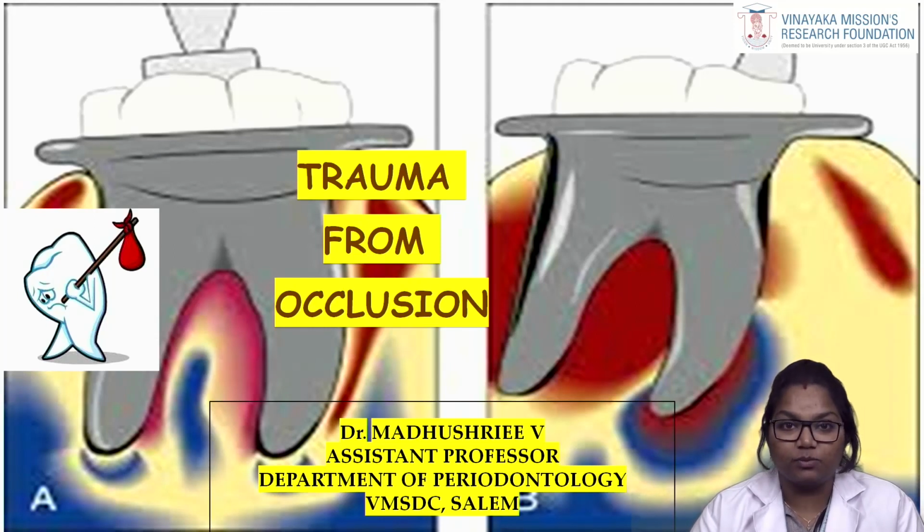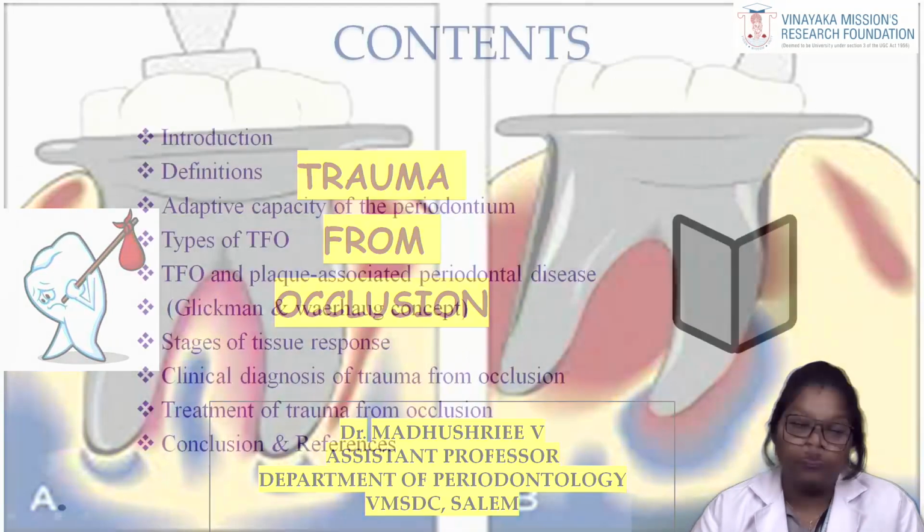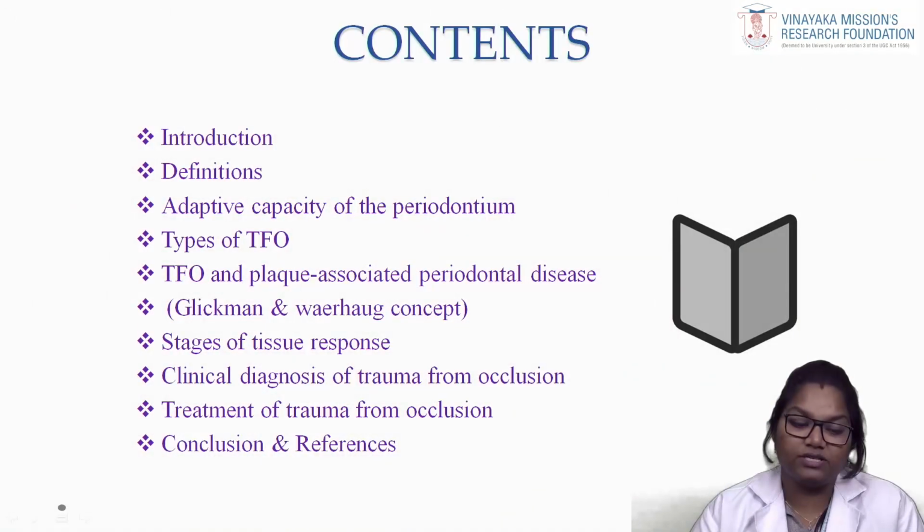Today we are going to discuss what trauma from occlusion is, how to diagnose it and how to treat it, and what its clinical significance is. Moving on to the topic, today we are going to see trauma from occlusion: definition, adaptive capacity of the periodontium, types of trauma from occlusion and plaque associated periodontal diseases, stages of tissue response, clinical diagnosis of trauma from occlusion, treatment of trauma from occlusion and conclusion.